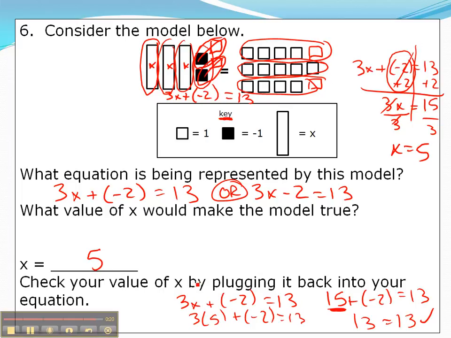So positive 13 equals positive 13, and we check that x truly does equal 5. Okay, we'll pick up the review with problem 7 on the next video.